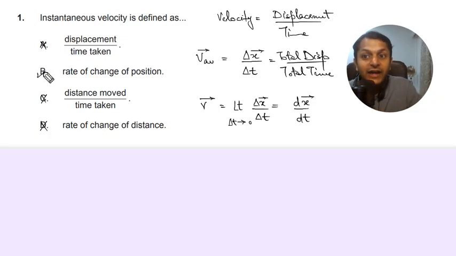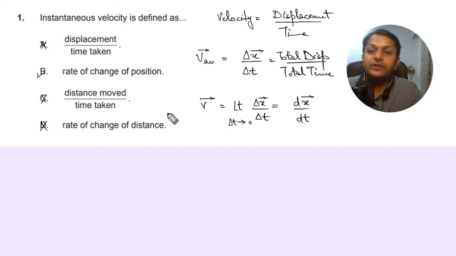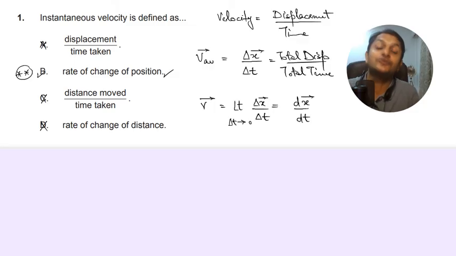But B, on the other hand, is rate of change of position, which literally translates into the change in the displacement of the body. So instantaneously there is a change in position. You're literally talking about the change in position. By the way, this is the very best definition for the displacement also.